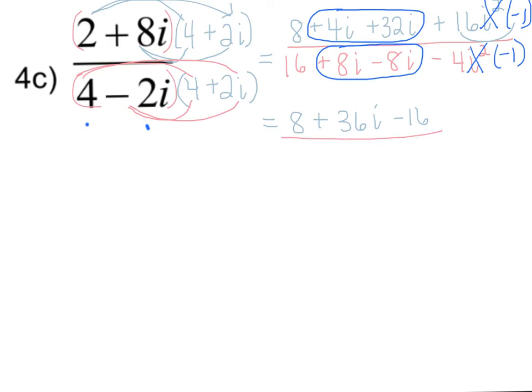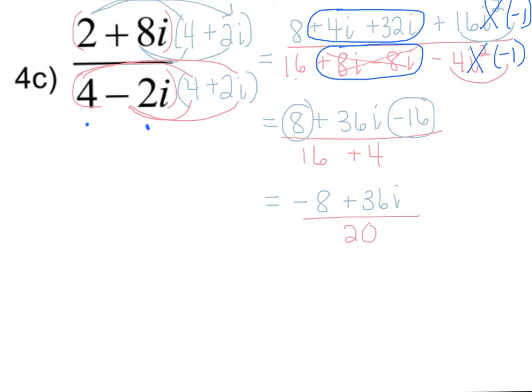All right, on the bottom, we have 16. Positive 8i minus 8i crosses out. And -4 times -1 is positive 4. So let's keep simplifying. We have some like terms we can combine. The 8 and the minus 16, that gives us -8. And then the plus 36i goes after it. On the bottom, 16 plus 4 is 20. So we're almost done. We just have to reduce.